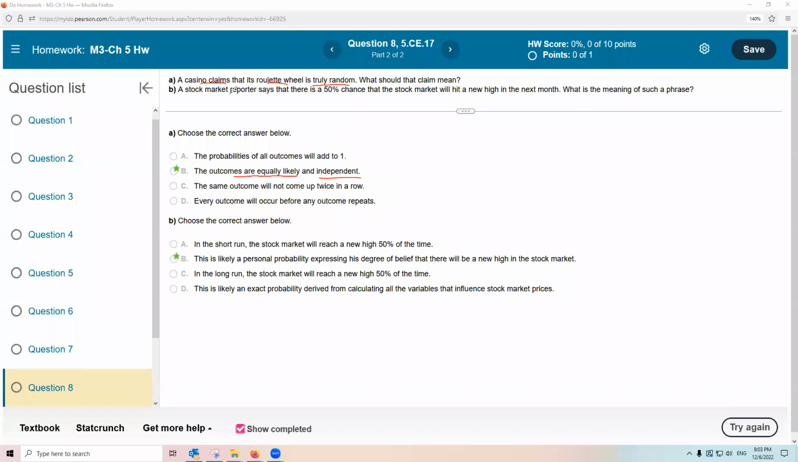A stock market reporter says there's a 50% chance stock market's going to hit a new high. What does that mean? Well, that's really that person's personal probability. That's what they think, right? There's no certainty or guarantee of that. It's just their impression or their subjective probability.